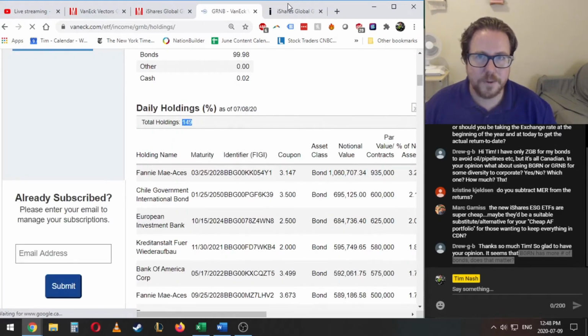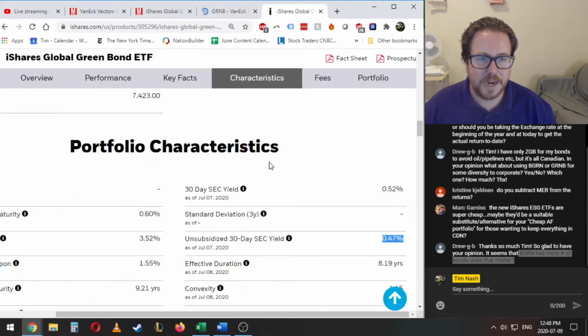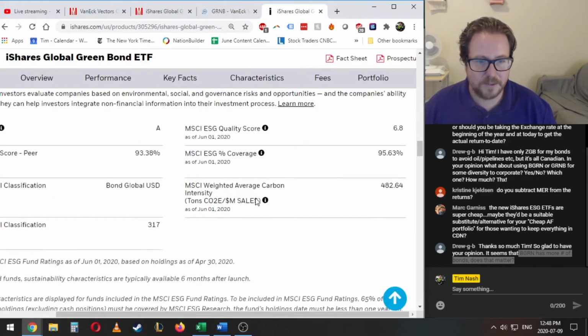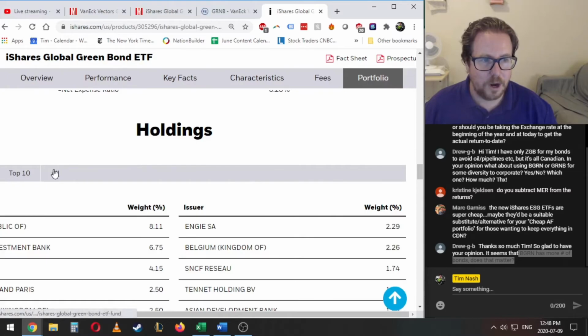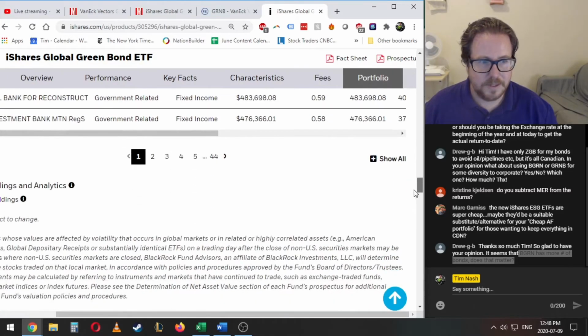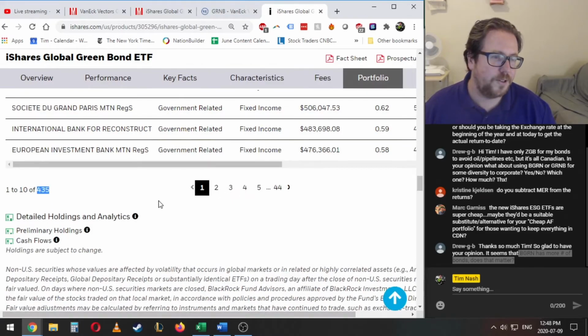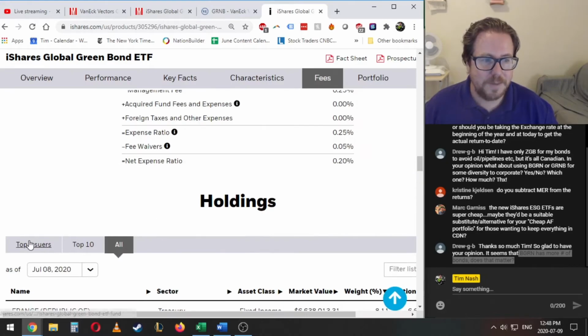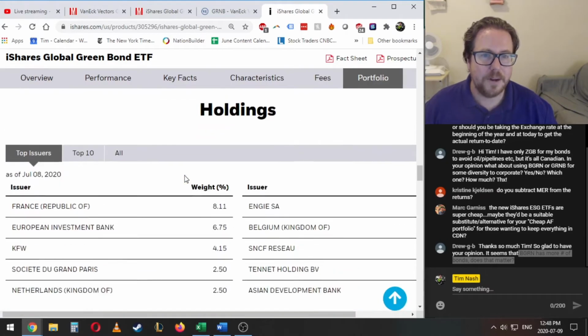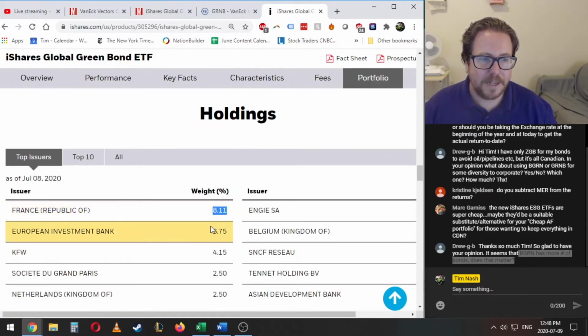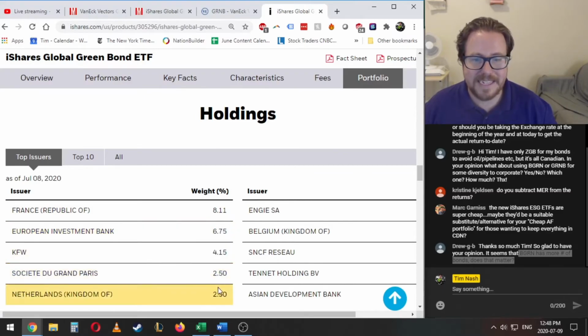Total holdings 149 versus iShares, I think you've told me has more. So let's look at all. And let's see this. Oops, I need to scroll over here. 435. So it is more diversified. That said, really it's going to come down to these top issuers. I don't care about the number of bonds, right? It's going to be the breakdown by the issuers.